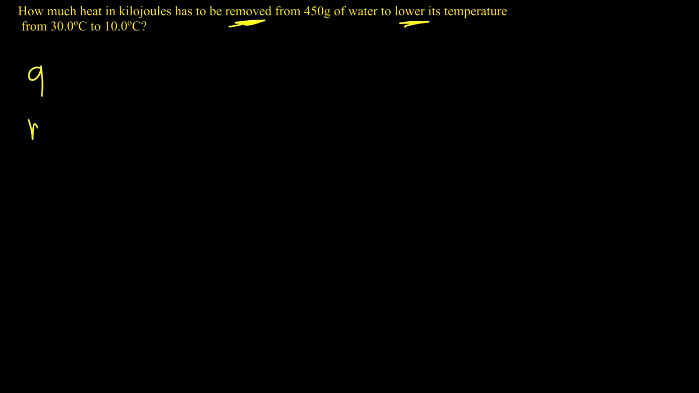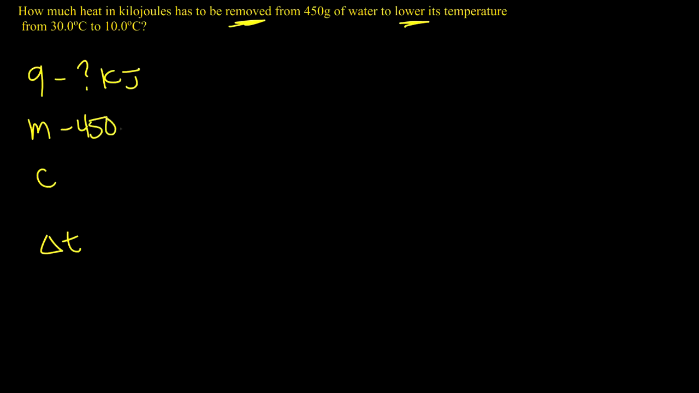So let's pick out our variables. Got Q, M, C, and delta T. So how much heat in kilojoules? So I'm looking for Q in kilojoules this time. It's specified. I got 450 grams of water.